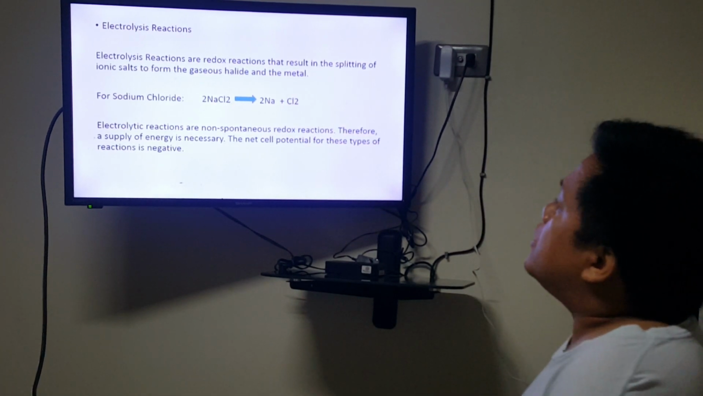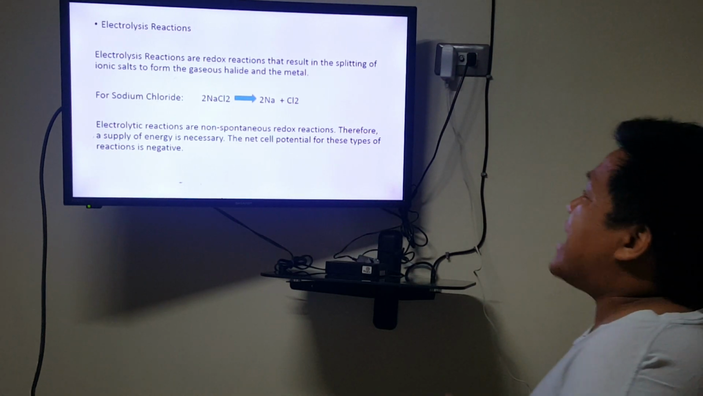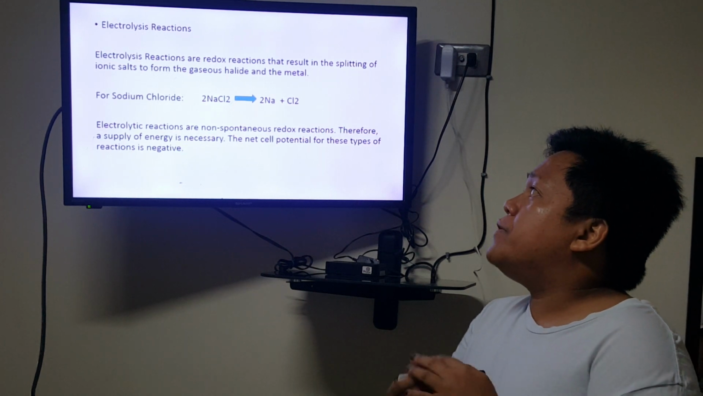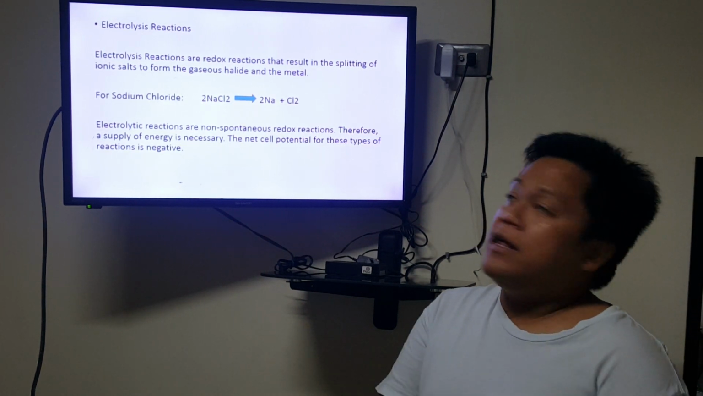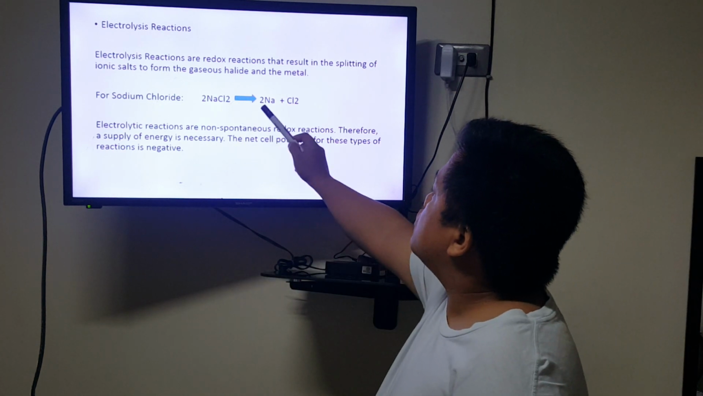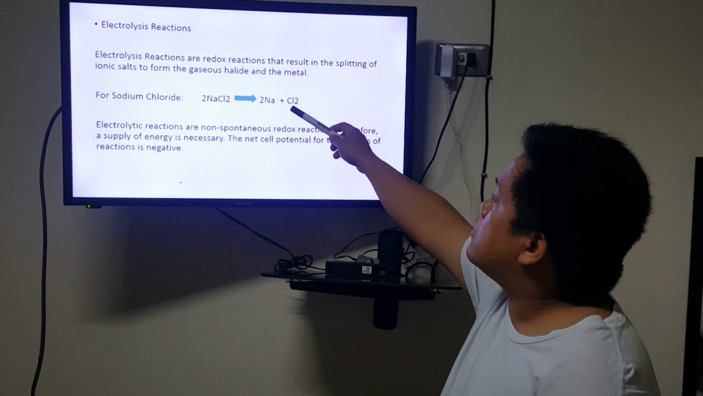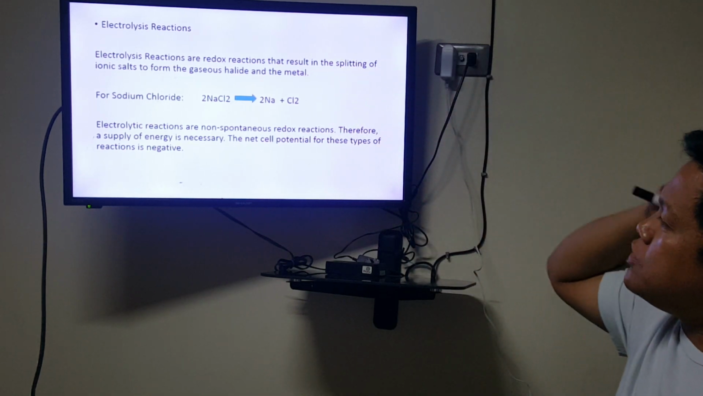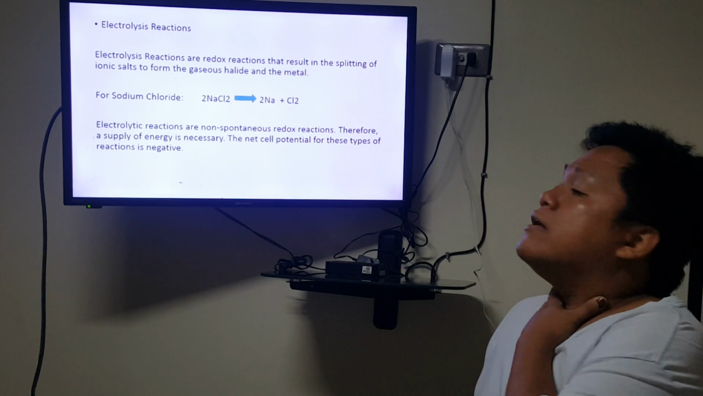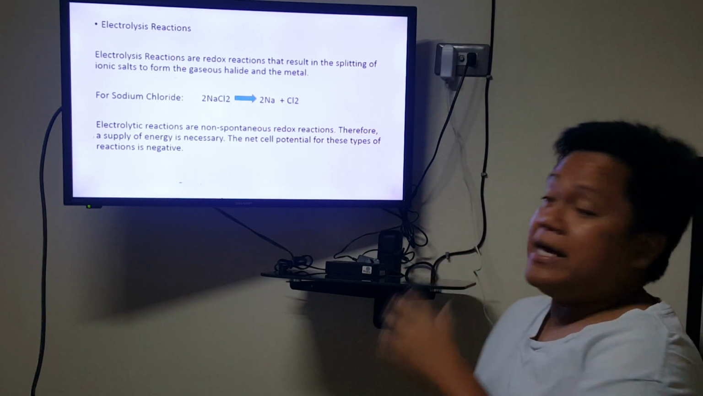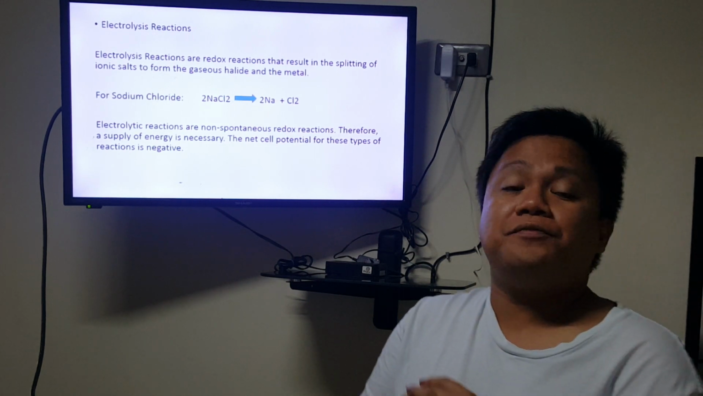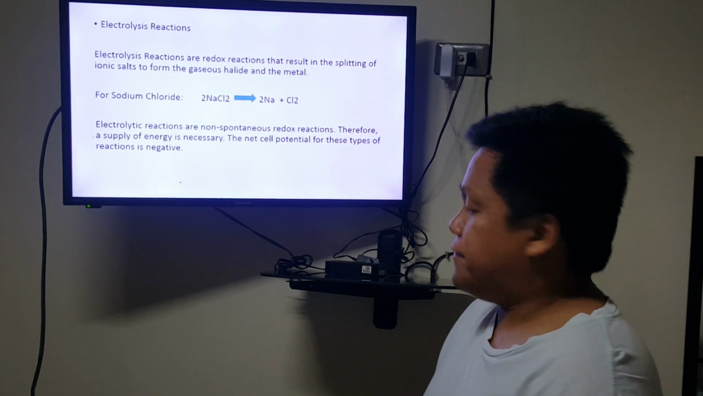Electrolysis reactions. Electrolysis reactions are redox reactions that result in the splitting of an ionic salt to form the gaseous halide and the metal. For sodium chloride, 2 NaCl becomes 2 Na plus Cl2. Electrolytic reactions are non-spontaneous redox reactions. Therefore, a supply of energy is necessary. The net cell potential for these types of reaction is negative.